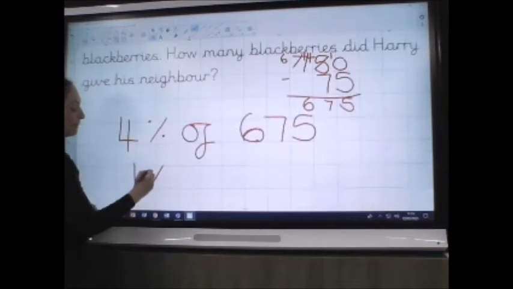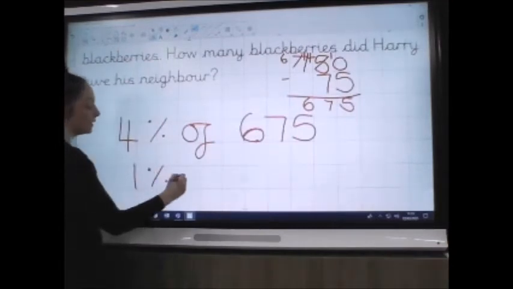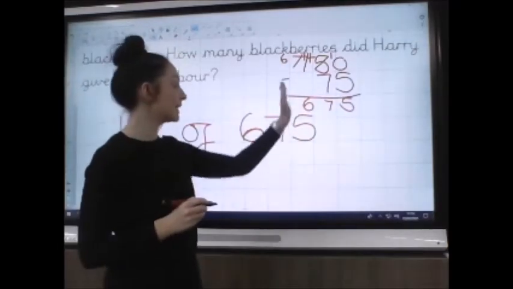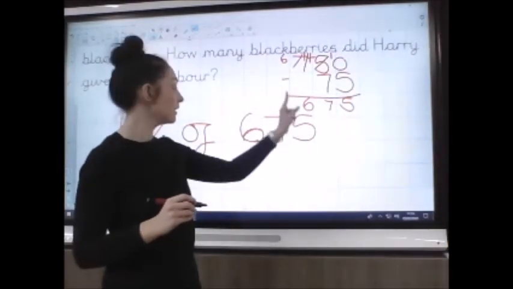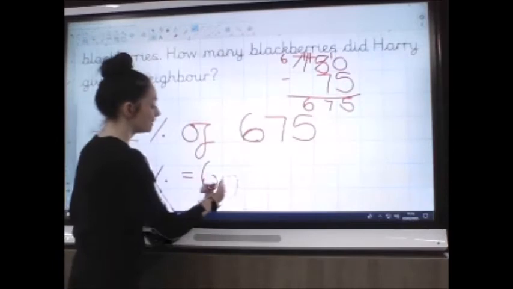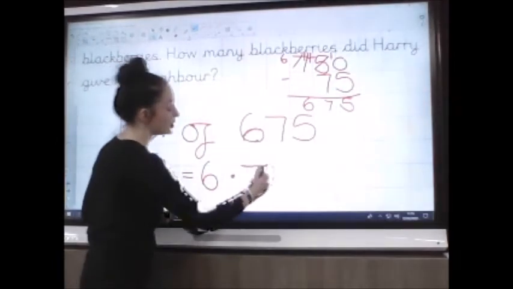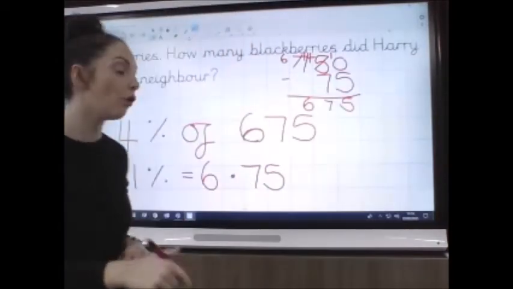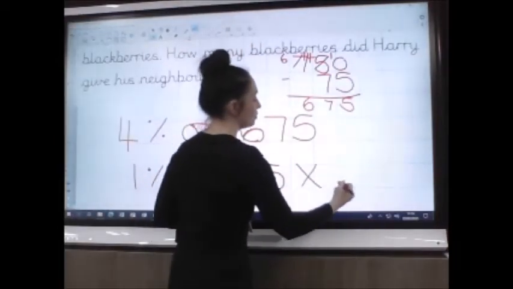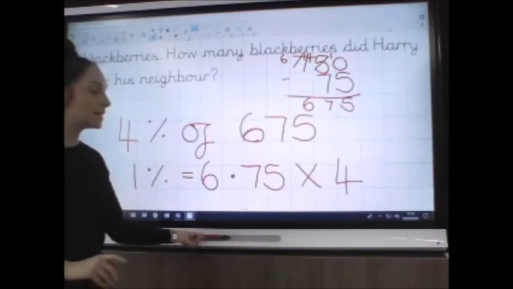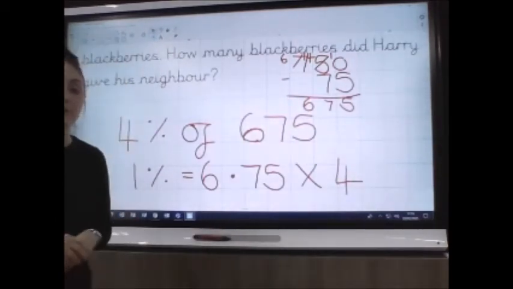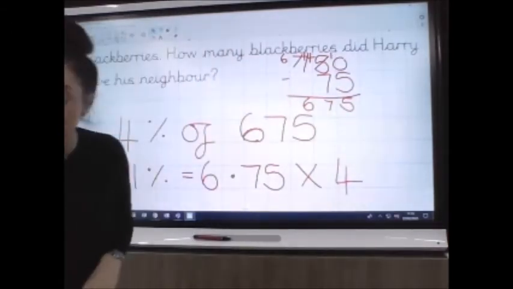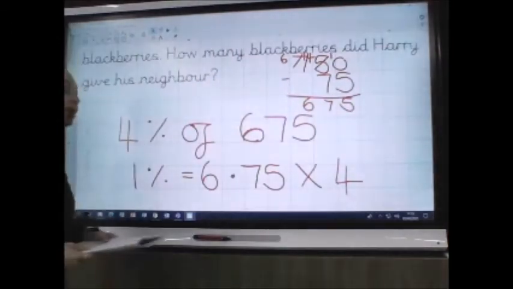Okay, so remember, to find 1%, we divide it by 100. So dividing it by 10, the decimal would go here. Dividing it by 100, the decimal would go there. So 1% would be 6.75. But we want 4%. So to get your answer, you need to do 6.75 times 4. Okay? And that will give you your answer. You have a go and work that one out.